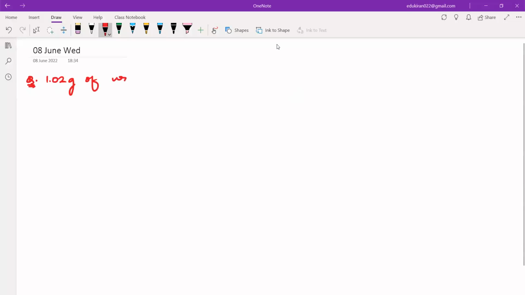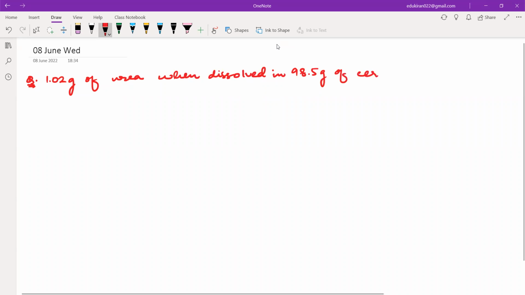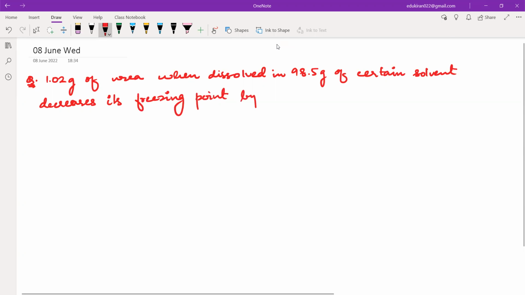1.02 gram of urea when dissolved in 98.5 grams of a certain solvent decreases its freezing point by 0.211 Kelvin.